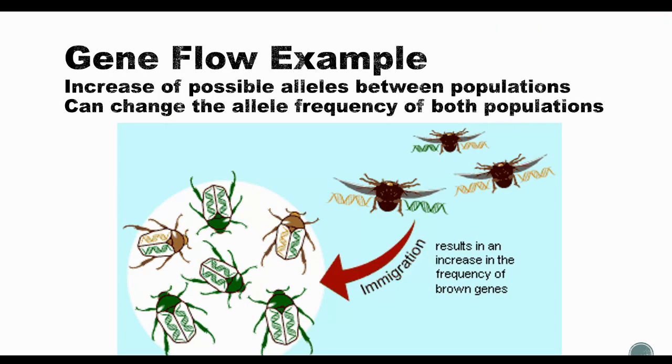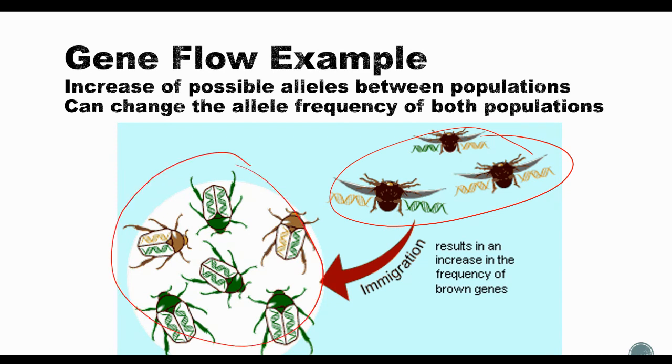All right, so here's a gene flow example. This is where we have an increase of possible alleles between populations because we're having things move between populations. This can change the frequency in both. So here we have these individuals immigrating into this population over here.